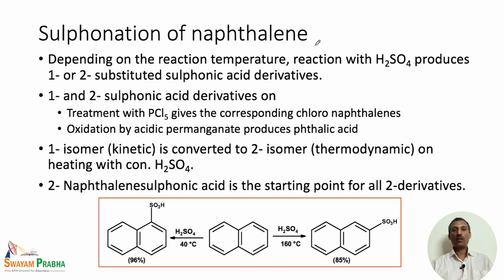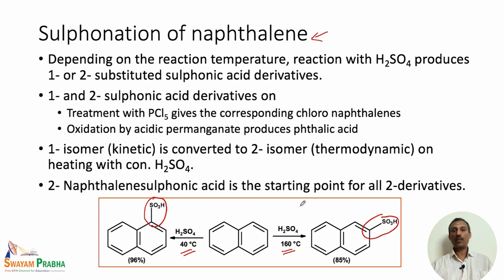And if you look at the sulfonation reaction, this is a very important reaction for naphthalene. Depending on the reaction temperature, we can get different types of product. That means whether we end up with a 1 substituted product or 2 substituted product depends on the temperature at which the reaction is carried out. If we do the reaction at low temperature like 40 degrees centigrade, we end up with the 1 substitution product, and if we run the same reaction at a high temperature, that is 160 degrees, we end up with the 2 substitution product.